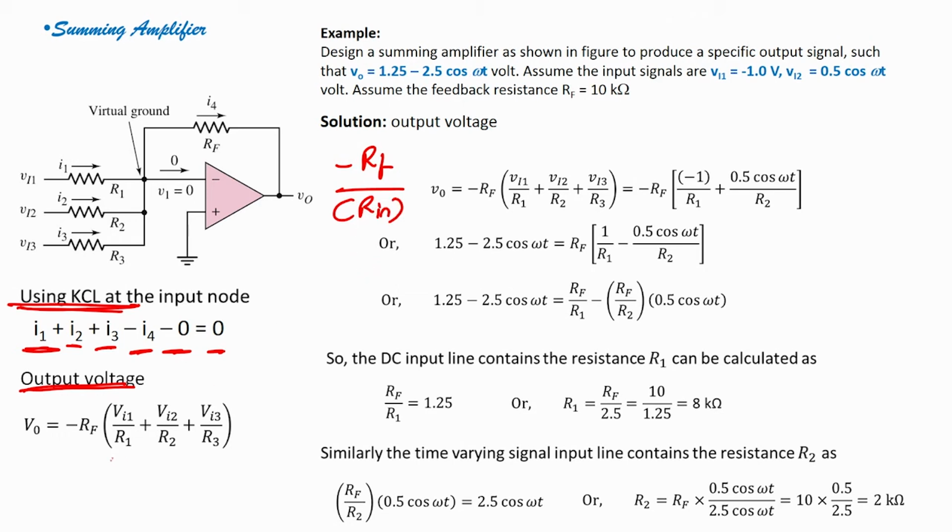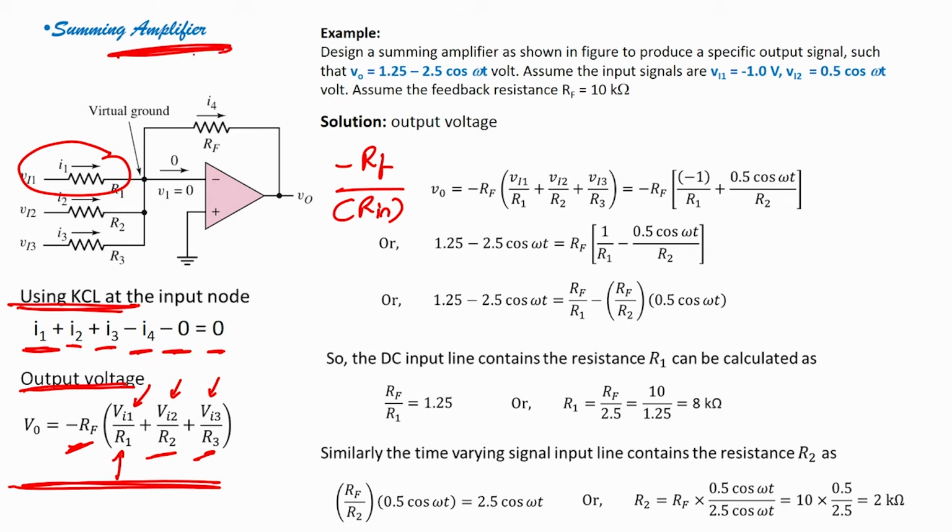Here first is V1 by R1. Why? Because RF into V1 here, V1 by R1 plus V2 by R2 plus V3 by R3, right. That means output voltage is the summation of the input voltages, and you can change the gain with the help of RF and the input resistors. That means it is not only providing a summation, it is also providing amplification. And that is why we say this is a summing amplifier, right.